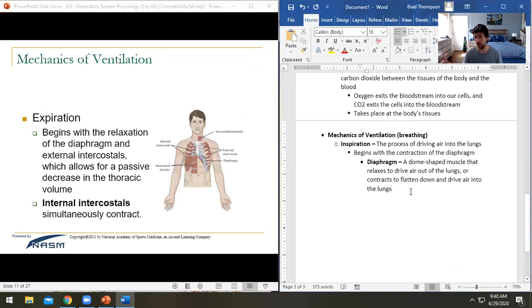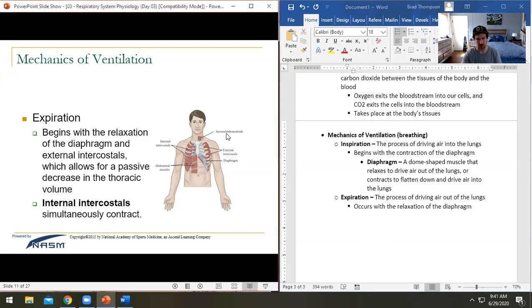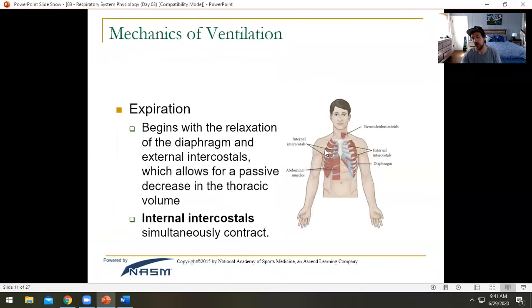We also have, if we have inspiration, we have to have expiration, right? This is the process of driving air out of the lungs, and this occurs with the relaxation of the diaphragm. So when you relax, this drives the air out. This begins with the relaxation of the diaphragm and the relaxation of what are called your external intercostals. Your intercostals are, this is such a small picture, all of these little tiny muscles that are actually between your ribs.